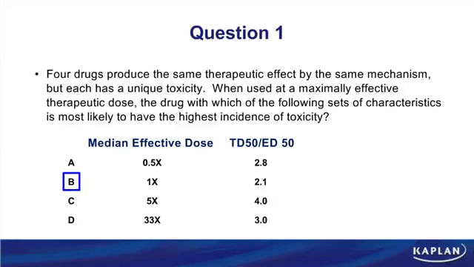But some of you still focused on the other column, median effective dose. And you saw numbers like 0.5 and 1 and 5 and 33. Really what those numbers are probably reflecting is more the potency of the drug. Drug A is more potent than B, and B is more potent than C, which is more potent than D, because it takes smaller amounts of those drugs to produce their effectiveness. So as a result, the first column is really not helpful in answering this question. Don't let it influence your choice of which drug has the highest incidence of toxicity.